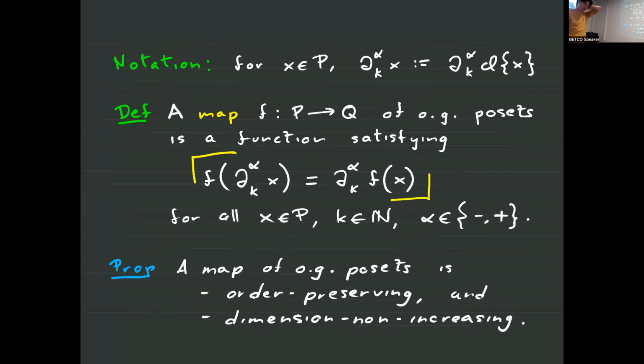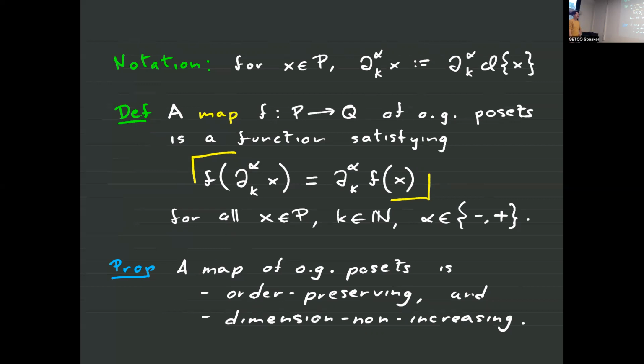And then we can use these boundaries to define what a morphism between oriented graded posets is. We define a map of oriented graded posets as a function that preserves all these boundaries for all elements. So the image of the k alpha boundary of x is the k alpha boundary of the image of x, for all elements, for all k and for all alpha.